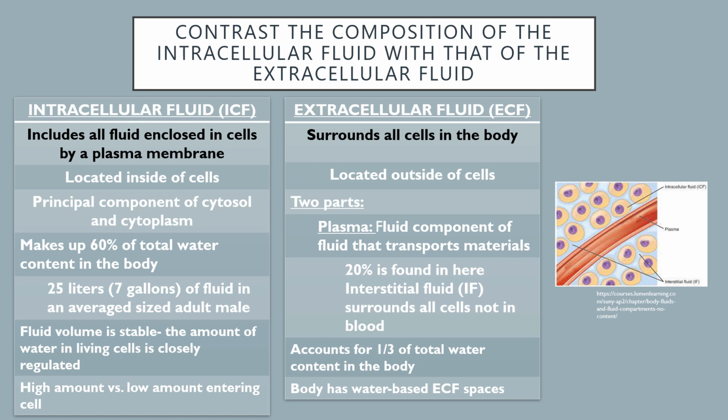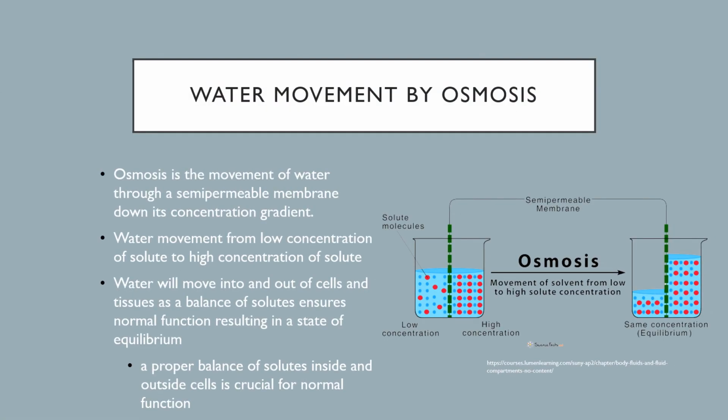On the next slide, I will discuss how water moves through a process called osmosis. Osmosis is the movement of water through a semipermeable membrane down its concentration gradient. Water moves from an area of low concentration of a solute to an area with a higher concentration of a solute.